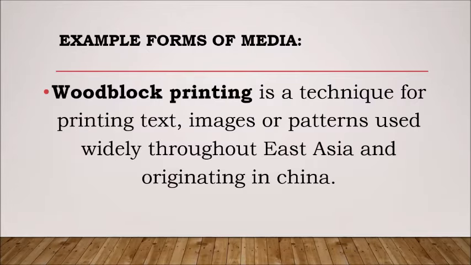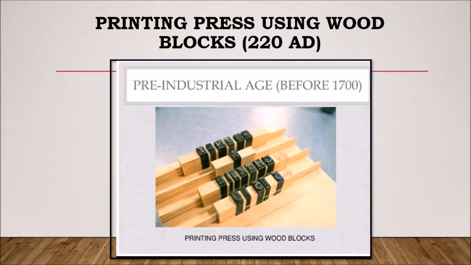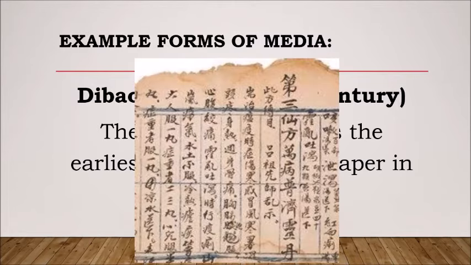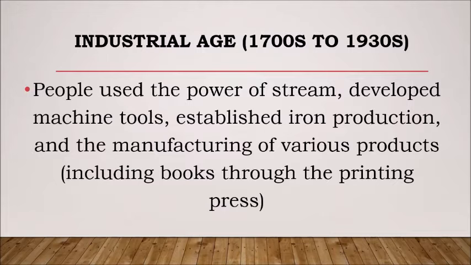Another one is woodblock printing. Woodblock printing is a technique for printing text, images, or patterns used widely throughout East Asia and originating in China. This is an example of a printing press using woodblocks that is believed to date to 220 AD. We also have the Dibao in China during the 2nd century. The Chinese Dibao is the earliest and oldest newspaper in the world. So this is an example of the Dibao. Those are the important features and events that happened during the pre-industrial age.